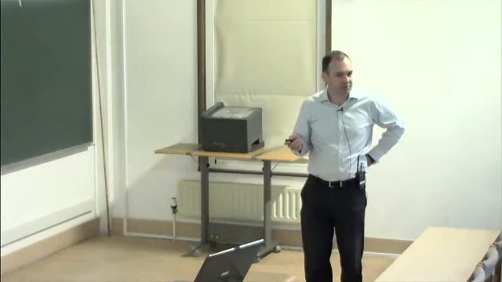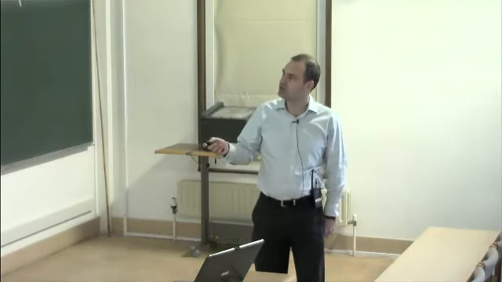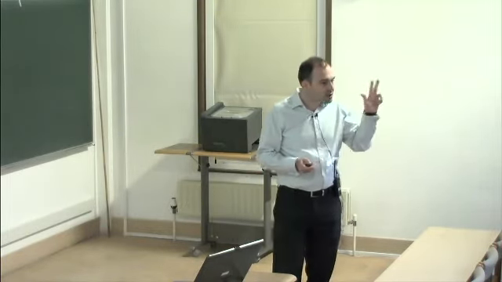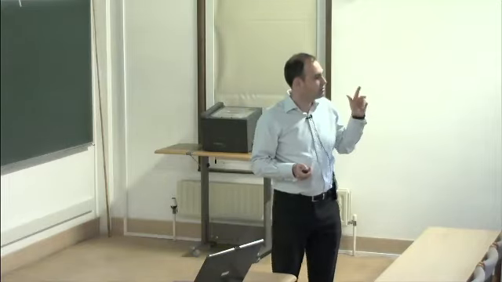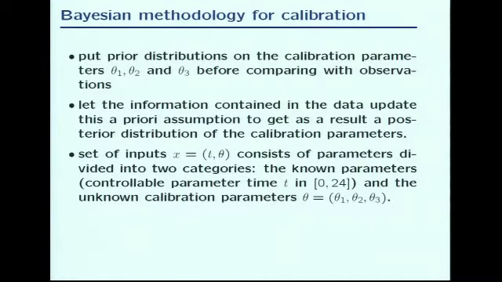And a set of inputs, I'm sorry for the disagreement in notation with the toy example. In the toy example, my x was the time t. But here, I put together the controllable parameter or the given parameter, not an unknown parameter, which here is time, those 0 to 24 hours, and theta, which consists of the three parameters that are unknown, which were amplitude, phase, and electron density, but reparameterized because it was easier. So again, first category is the known parameter, here the time, and the unknown calibration parameter.